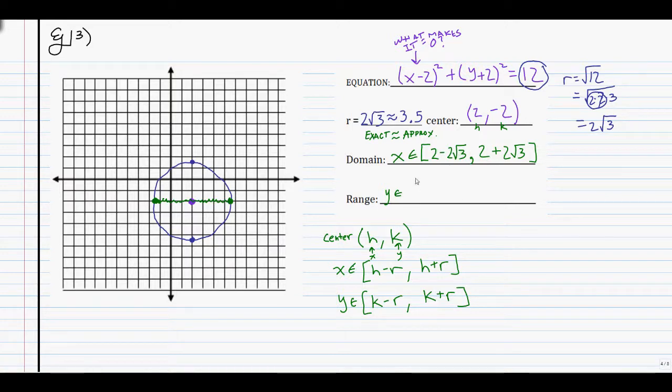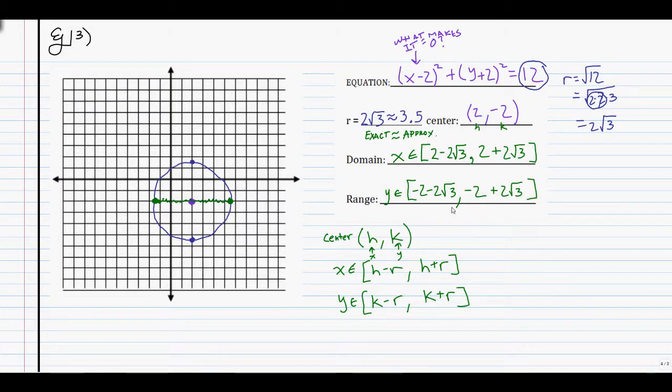For range, we can do the same thing. So where did we start? Well, our y coordinate of the center is -2. So we started here, and then we counted back, or down, a radius length. So that's -2 minus our radius length of 2√3. For the other one, we started again at -2, right here, and then we counted up a radius length. So that's -2 plus 2√3.